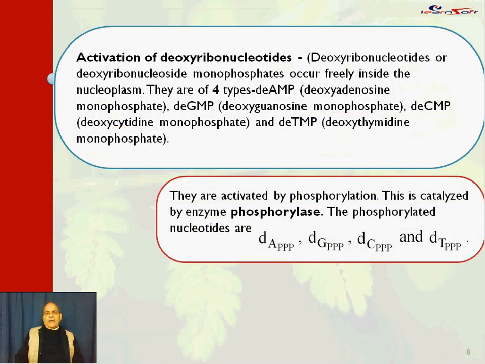Now, they are activated by phosphorylation, and this is catalyzed by the enzyme phosphorylase, and the phosphorylated nucleotides are deoxyadenosine triphosphate, that is dATP, then deoxyguanosine triphosphate, dGTP, and then deoxycytidine triphosphate, dCTP, and similarly you have deoxythymidine triphosphate, that is dTTP.